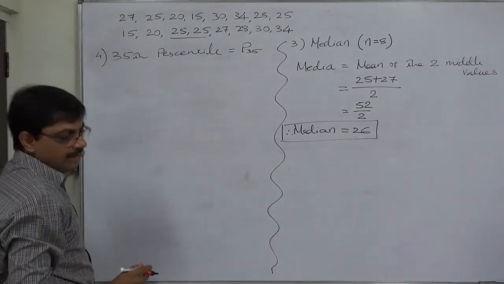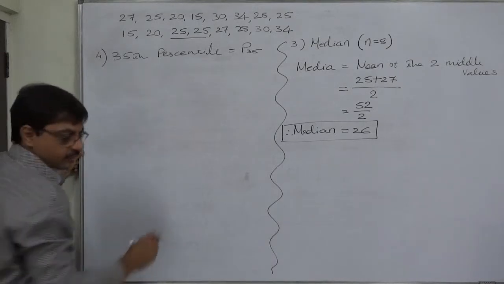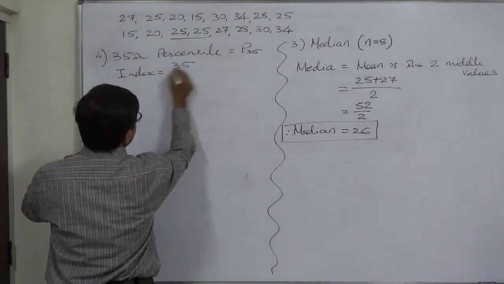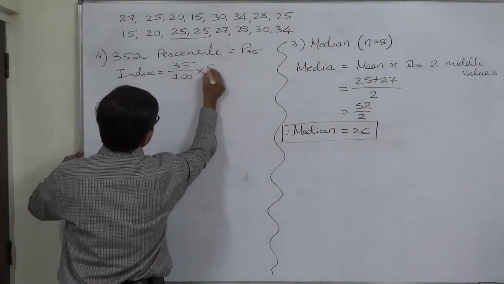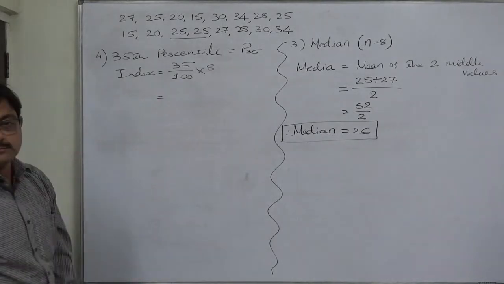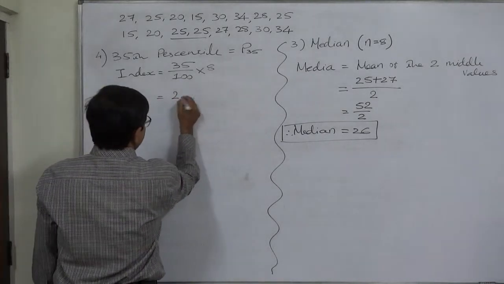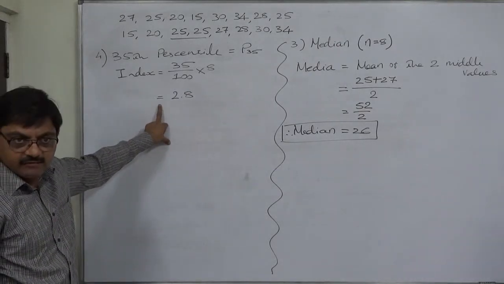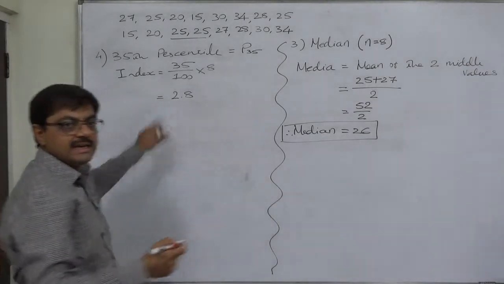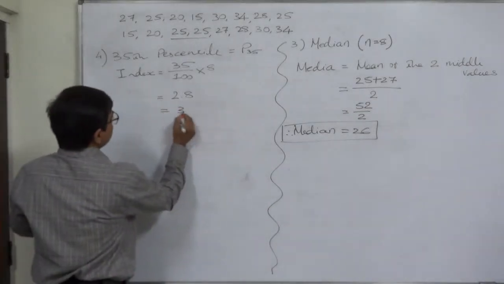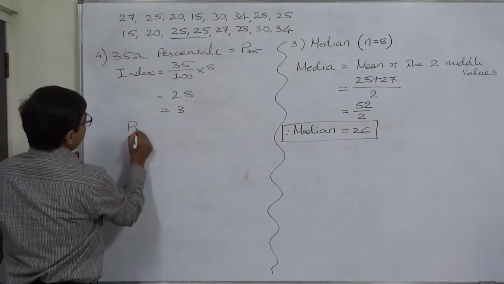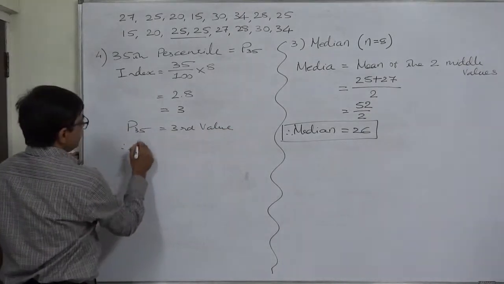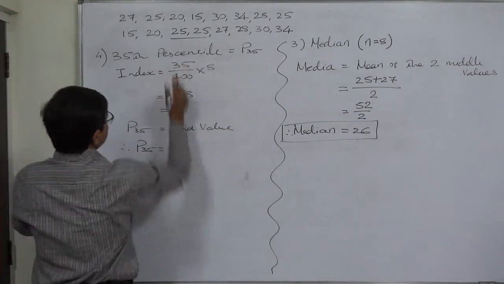But to find any percentile, first we have to find the index. Here index will be 35 upon 100 into n, that is 8. It comes to 2.8. Now the situation is the index is not an integer value. So we have to go to the next integer, that is 3. That means P35 is the third data value. And therefore P35 comes to the third value, 25.